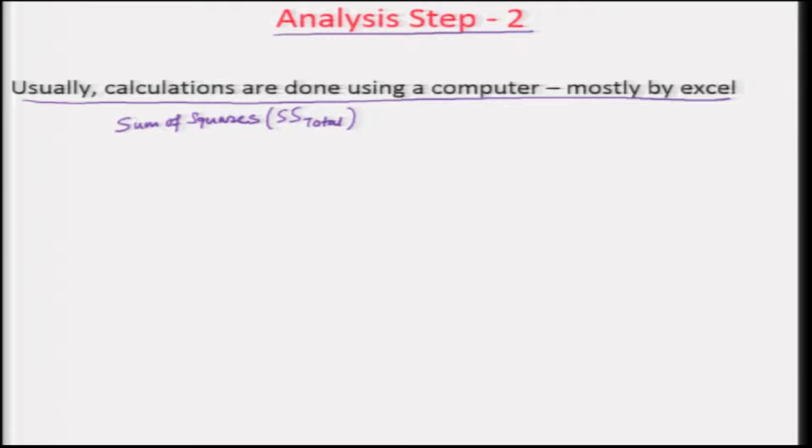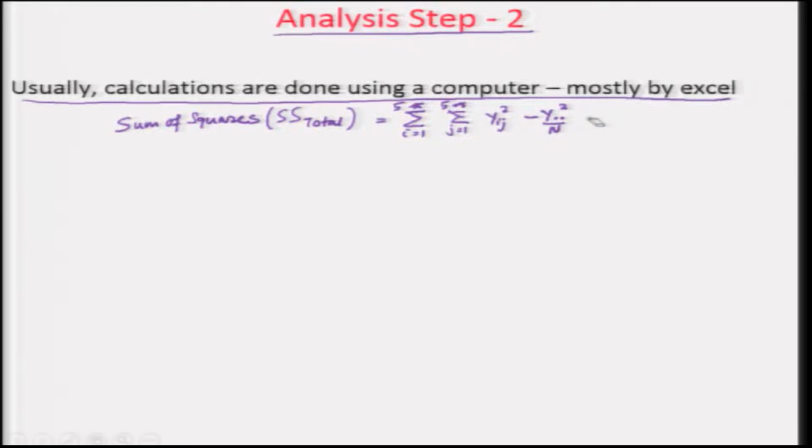The SS total is given by the equation, sigma i equals 1 to a, sigma j equals 1 to n, little n. In this case, a is 5 and n is also 5, so a and n are 5 each. Then y_ij squared, minus y dot dot squared divided by N. We do not need a parenthesis, I am sorry.